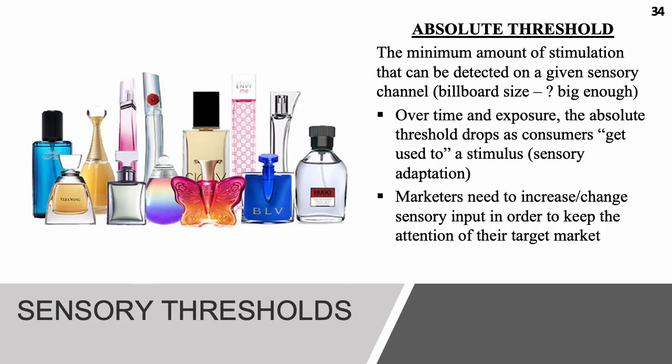We'll spend the next few slides talking about thresholds. And so we'll first start with the idea of absolute threshold. The absolute threshold is the minimum amount of stimulation that can be detected on a given sensory channel. So, for example, on a billboard, what's the minimum amount of stimulation that can be detected by consumers, right? So is the billboard size big enough? Are the colors bold enough? So on and so forth.